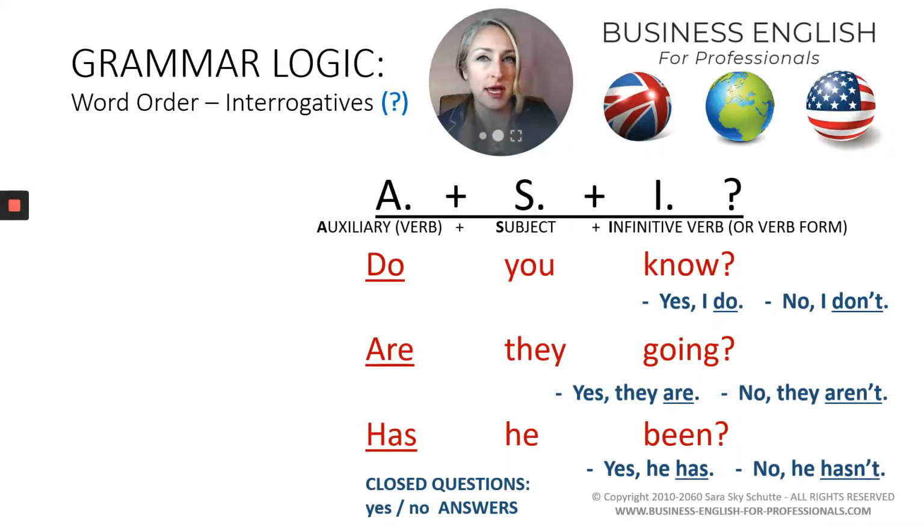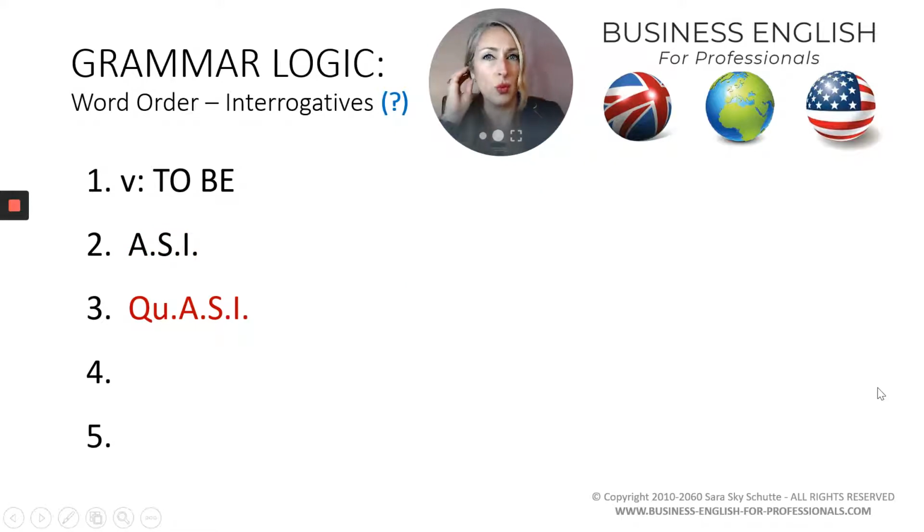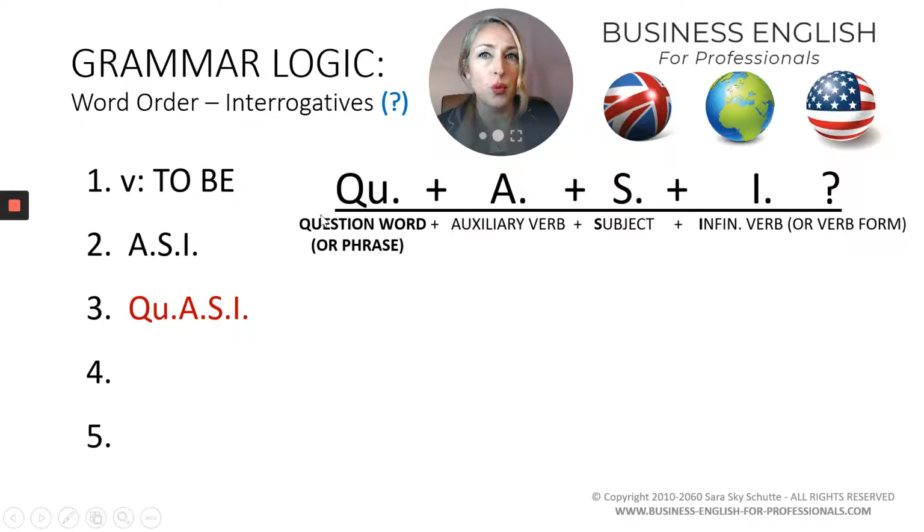We'll see these in every verb form and tense. We'll come across these again. So this is just a quick overview. These are yes or no answers. Okay, so they're not soliciting additional information. So that's about it for those closed questions. Now, let's look at the next one, which is quasi, which builds on ASI. Quasi, again, is an acronym, and it stands for question word or phrase, which we'll look at in a moment, auxiliary verb, subject, infinitive verb.